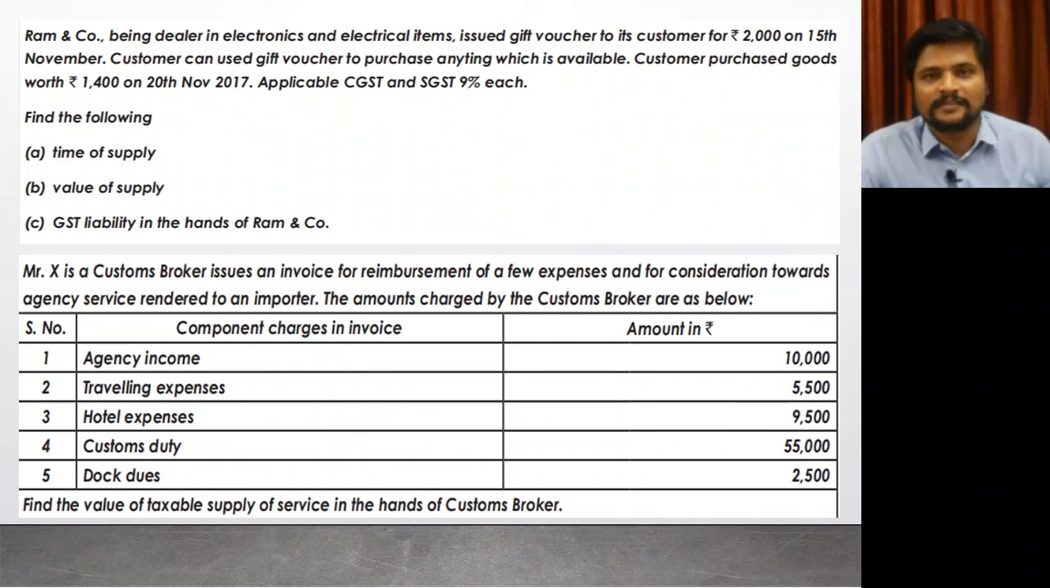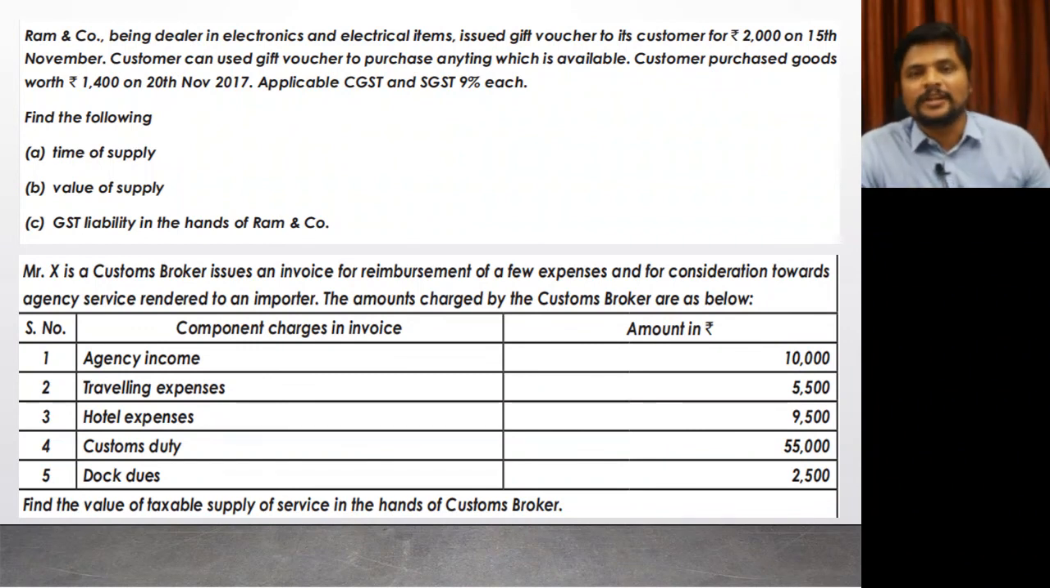Third, hotel expenses. It means the stay charges. For providing the particular service, he has taken some hotel services. So that is like an input service for providing this output service, which is the agency function. That has to also be added in the taxable value.